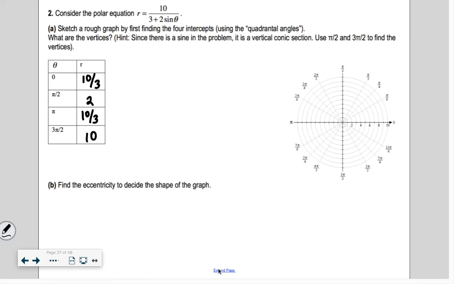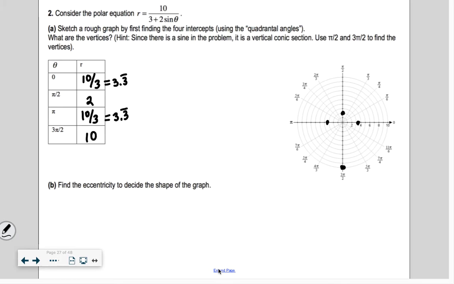Really big. So I'm going to have 10/3, which is around 3.3 repeating, right? So as I start sketching out, I'm going to go out to 3.3 repeating along the 0 line. So somewhere around there. And for pi over 2, I'm going to go up to 2. And for pi, I'm going to go out along it again, that 3.3 repeating. 1, 2, 3.3, somewhere around there. And then 3 pi over 2 is a whopping 10. 1, 2, 3, 4, 5, 6, 7, 8, 9, 10. It's the very last one.